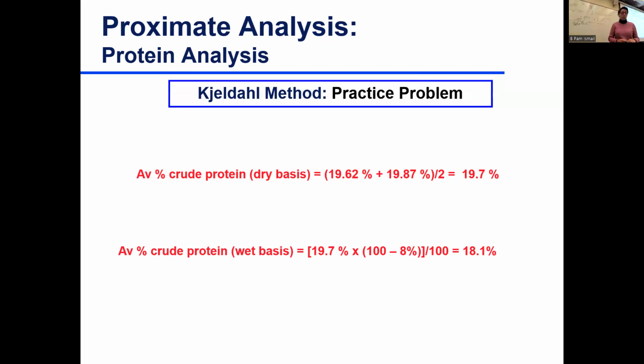And then you get your wet basis. Your wet basis is always lower than dry basis percentage. If you remember that, you will know that you did the calculation correctly. Wet basis is always lower than dry basis because you always have some moisture. So your weight of dry matter in 100 grams of wet sample is less than 100, so the value is always less on wet basis than dry basis.